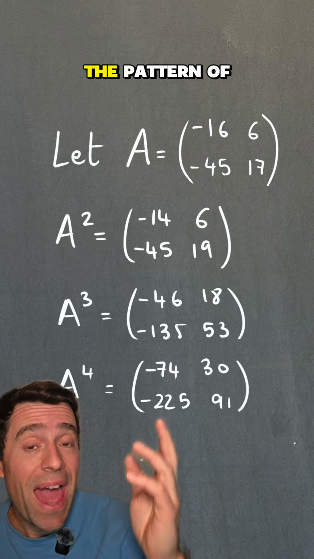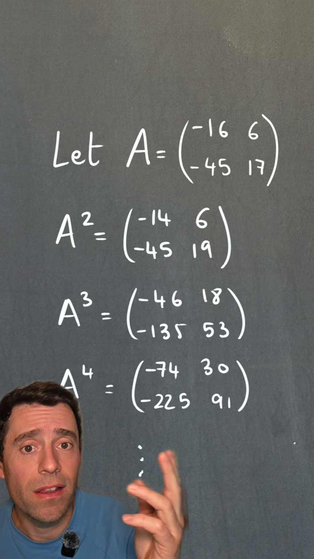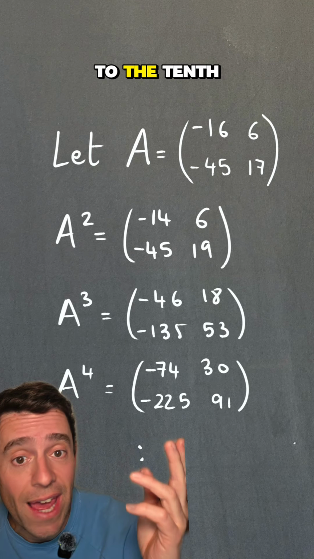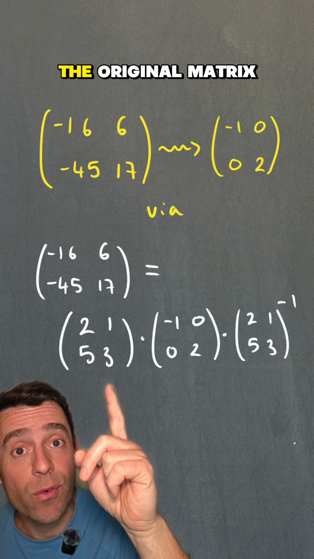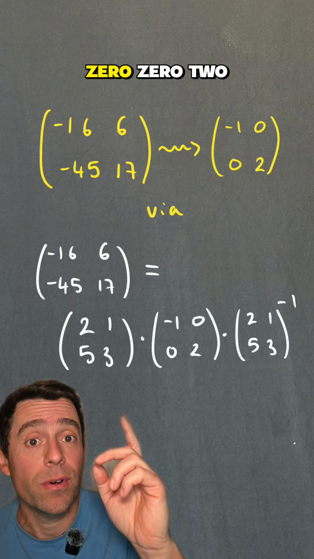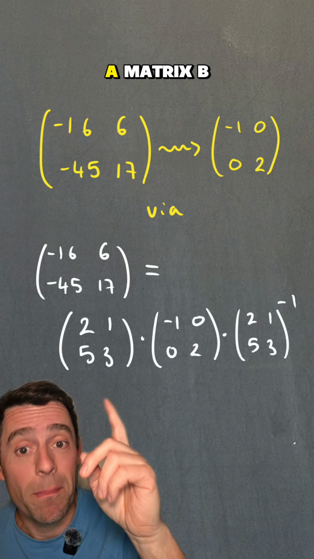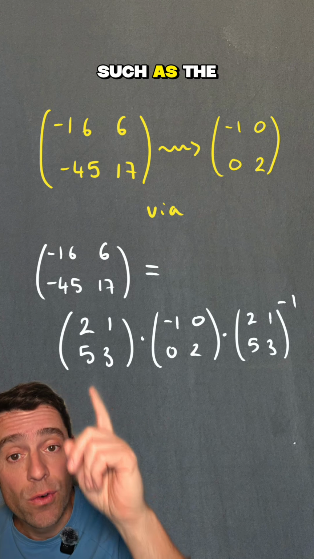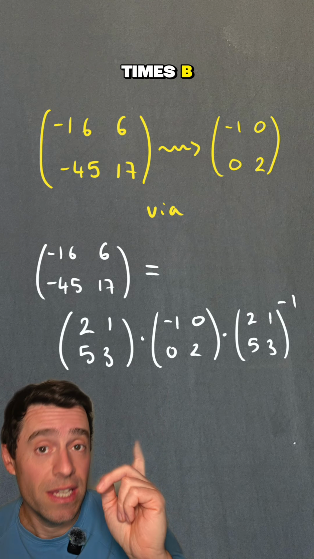You can try to look at the pattern of powers of A, and there is nothing that I can tell that I can predict what A to the 5 is, never mind A to the 10th. But diagonalizing helps. The diagonalization of the original matrix is (-1, 0, 0, 2). And that means that there is a matrix B, which is what we call the change of basis matrix, such that the original matrix is B times the diagonal matrix times B inverse.